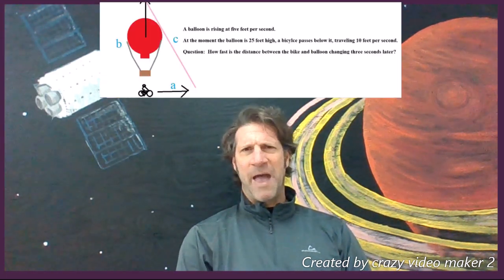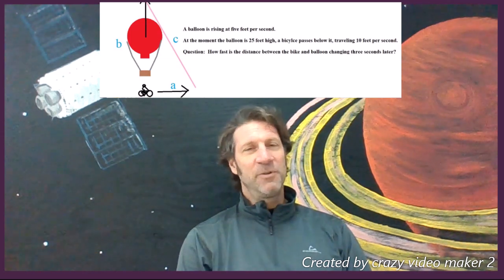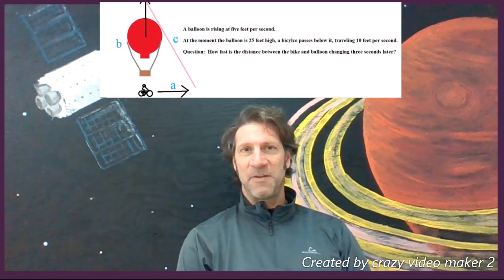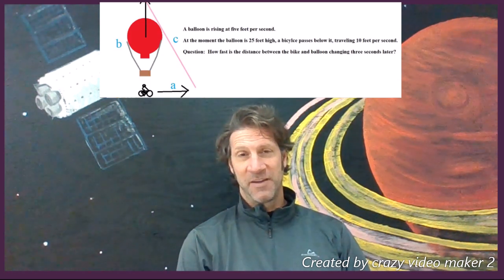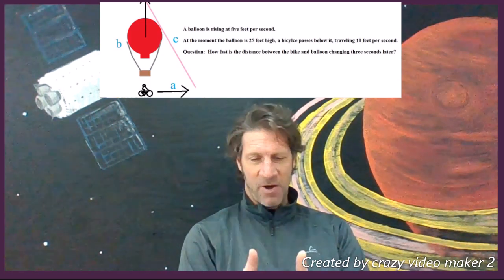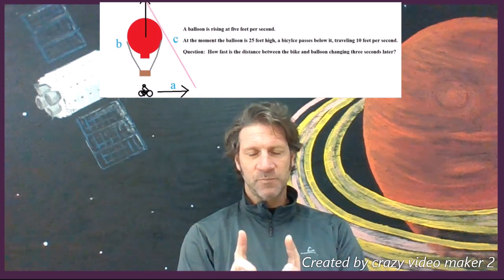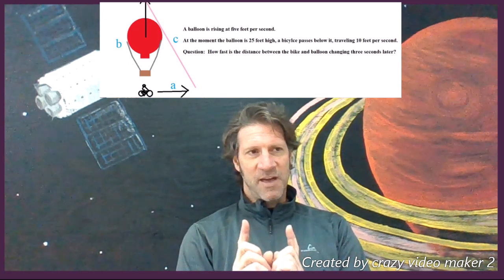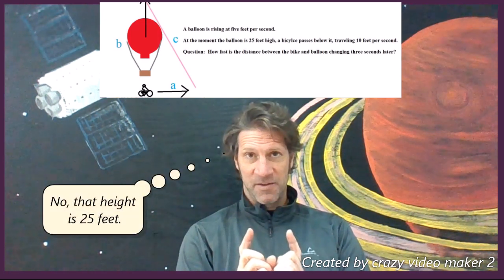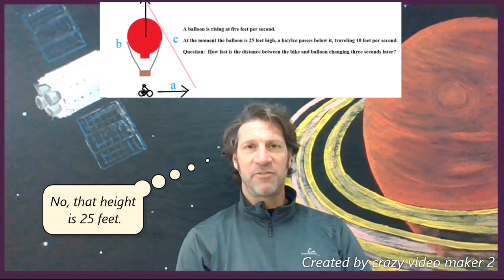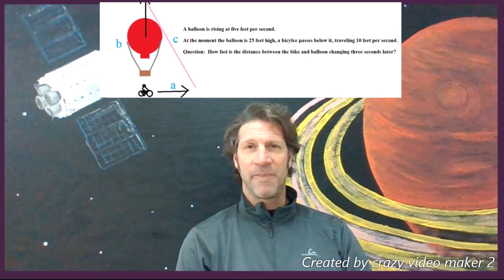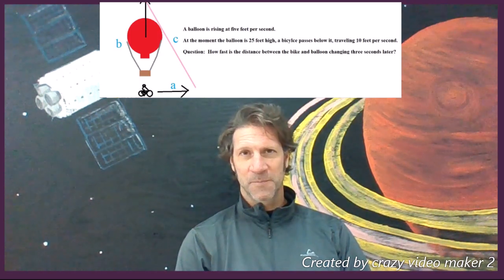So let's take a look at this problem in the abstract now. The idea here is that this balloon is rising, actually it's not really abstract, this is a very specific problem. This balloon is rising at 5 feet per second, and the bicycle is traveling 10 feet per second. And the question is, at the moment the bike is right below the balloon, it is 15 feet high. And the question is, exactly 3 seconds later, how fast is the distance between the balloon and the bike growing?